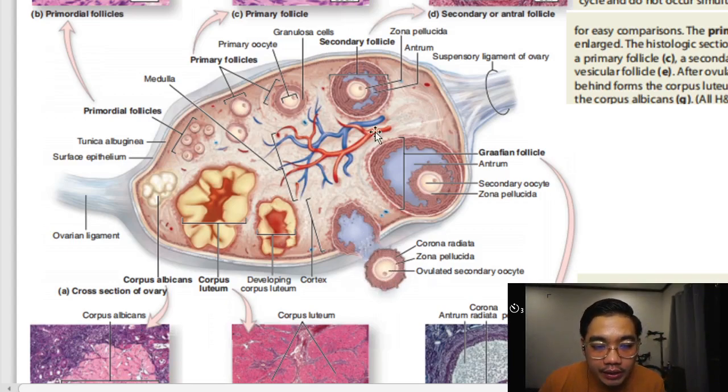Once you have a secondary follicle, your ovum is now also called the secondary oocyte, no? So, when the oocyte is expelled from the follicle, and in turn expelled from the ovary, that's what you call ovulation, no? We'll talk about that more later.